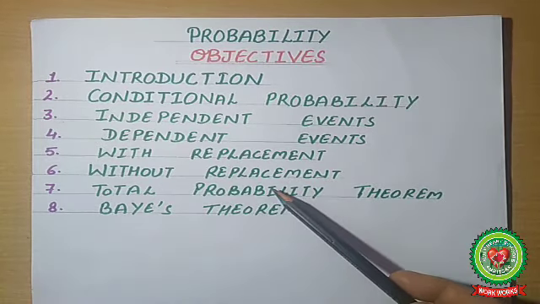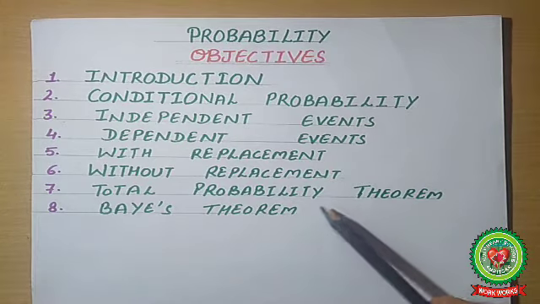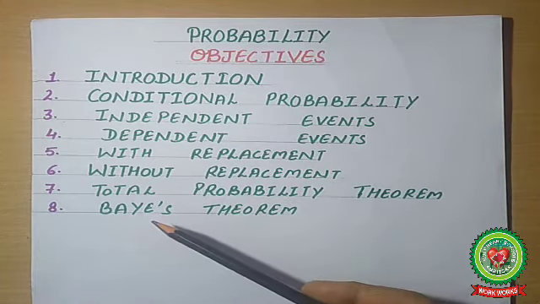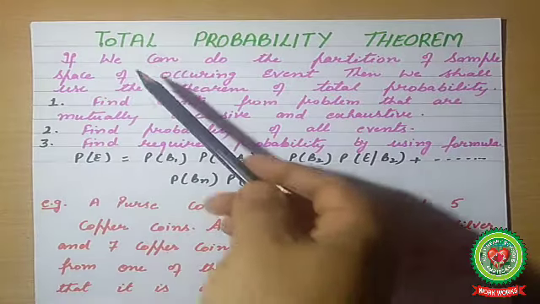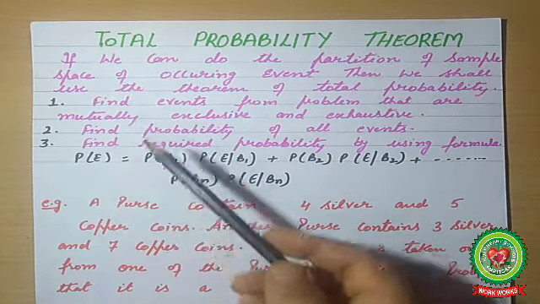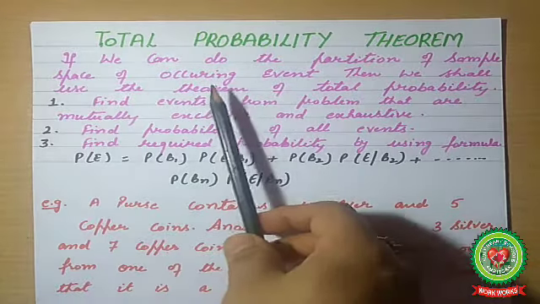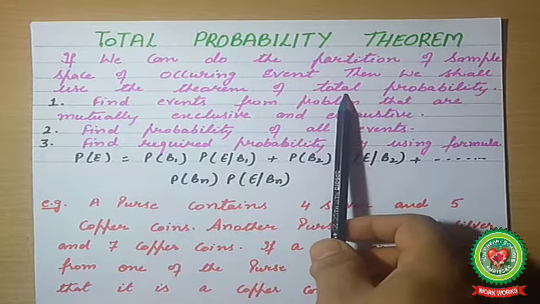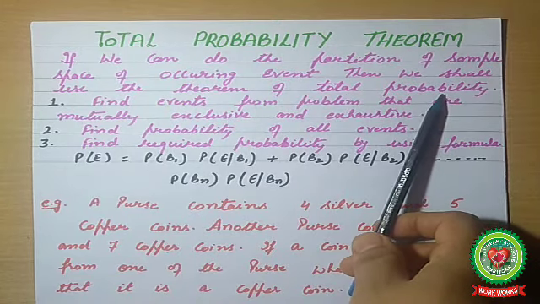Now, in continuation with this topic, today we will learn what the total probability theorem is and where we use it. If we can partition the sample space, if we can divide the sample space into many parts, then we can solve those events with the help of the total probability theorem. Now there are a few steps.